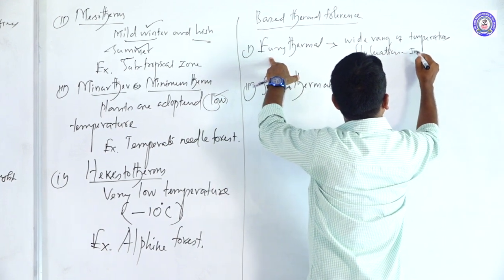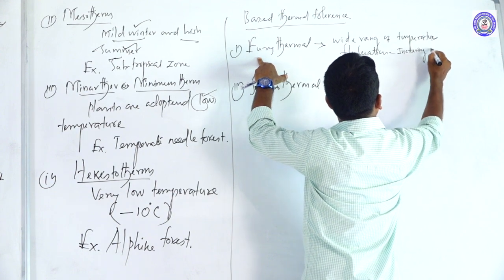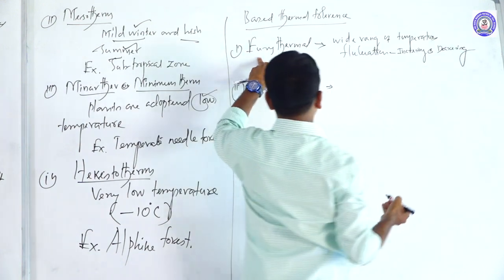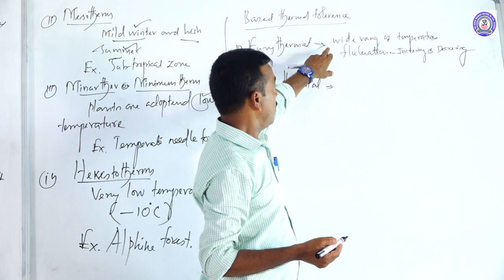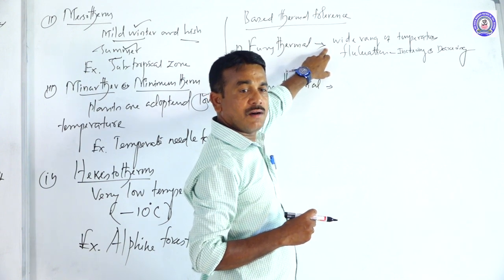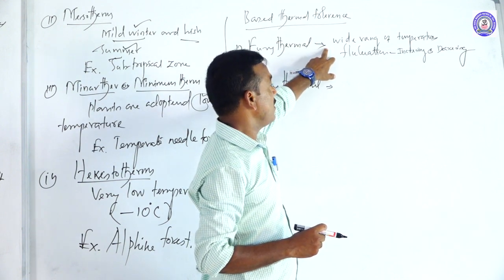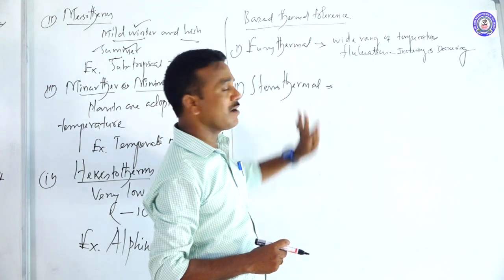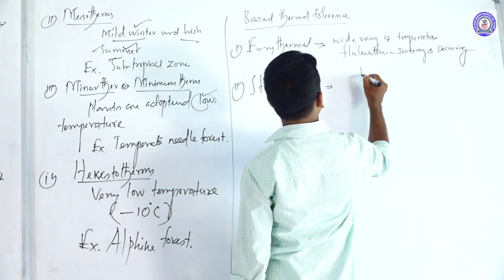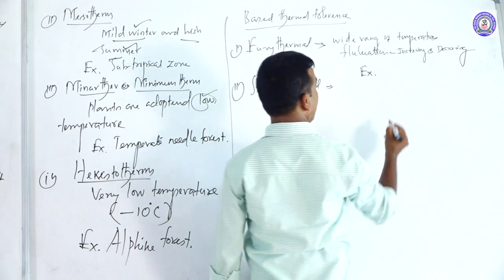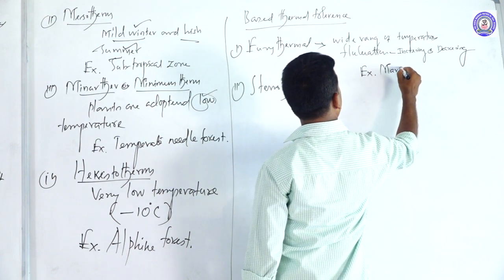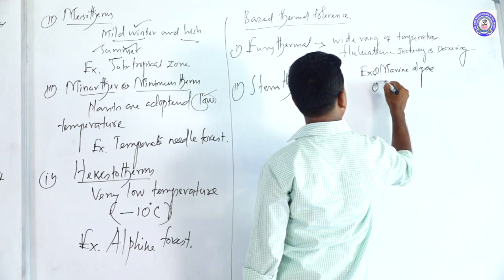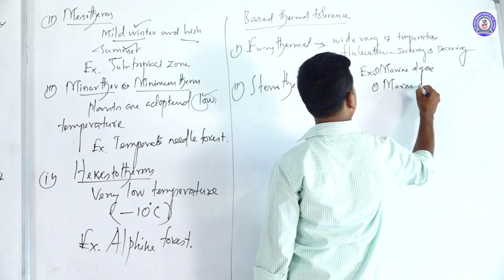The fluctuation may be increasing or decreasing. That is commonly called eurythermal. What do we call it? The plants adapted to a wide range of temperature fluctuation, whether increasing or decreasing. What are the examples of eurythermal? Marine algae and marine angiosperms.